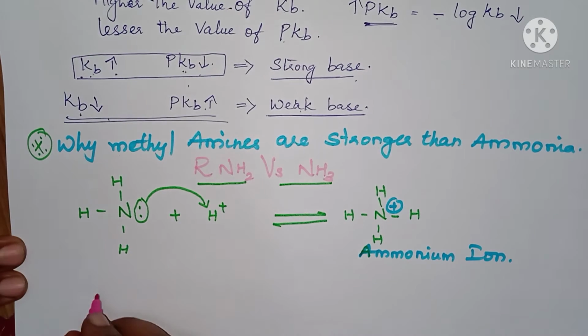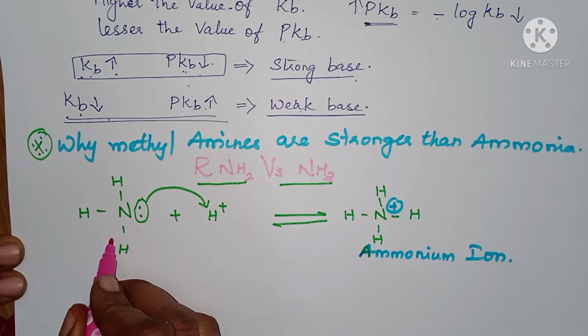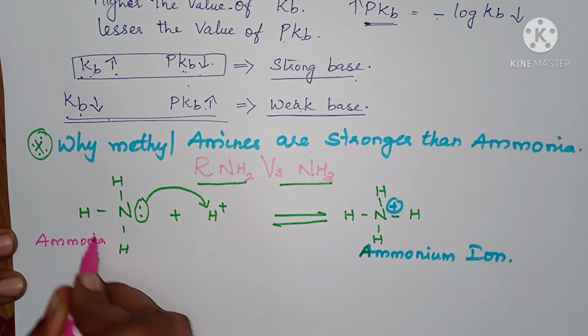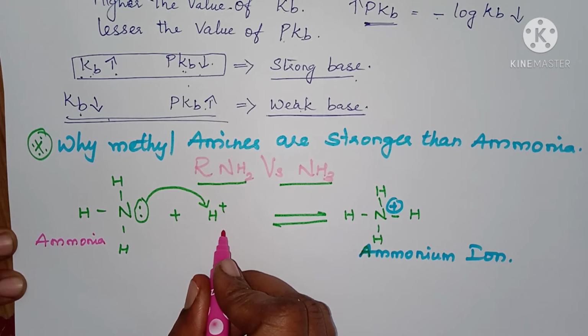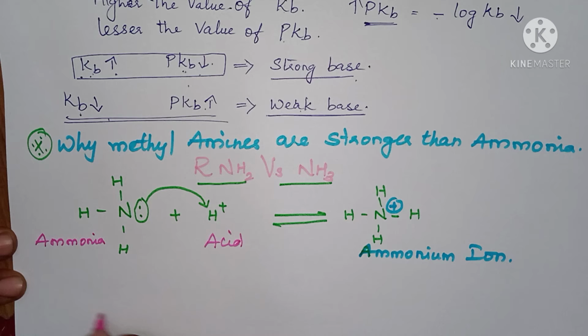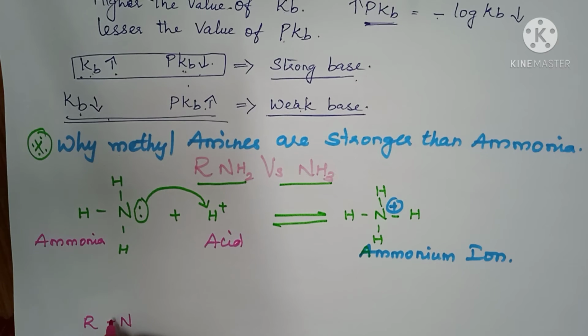For example, primary, this is ammonia. Ammonia, when it's reacting with acid, you are getting ammonium ion. Now primary amine, so for example here N, here hydrogen, here two lone pair of electrons is available. In that, connected with H plus ion.